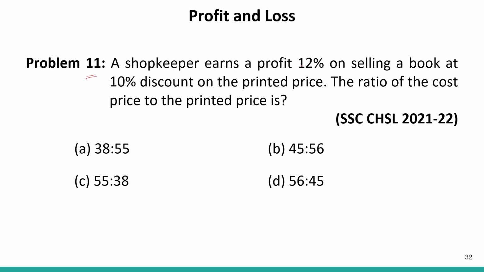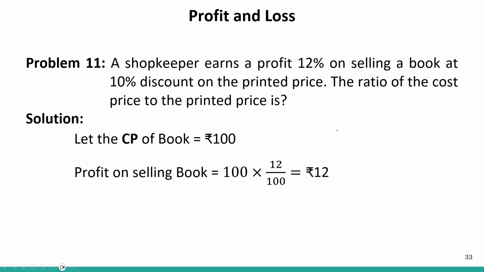A shopkeeper earns a profit of 12% on selling a book at a 10% discount on the printed price, right? So the ratio of the cost price to the printed price is what? 45 is to 56, 56 is to 45, or 38 is to 55, or 55 is to 38. So this question has appeared in the SSC CHSL 2021-2022 paper.